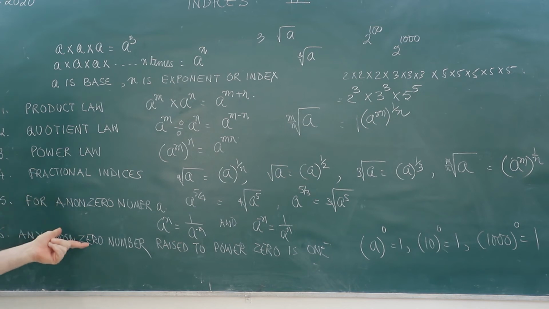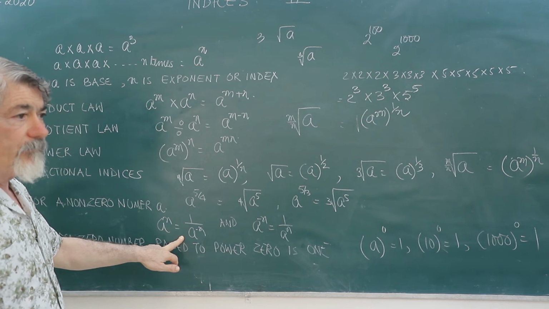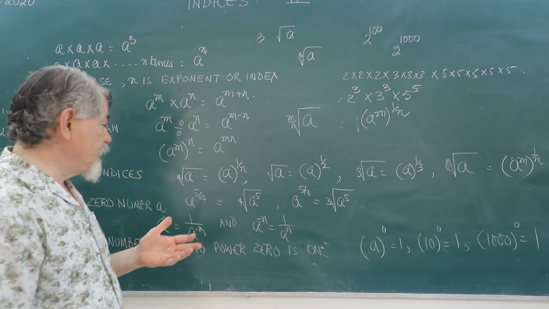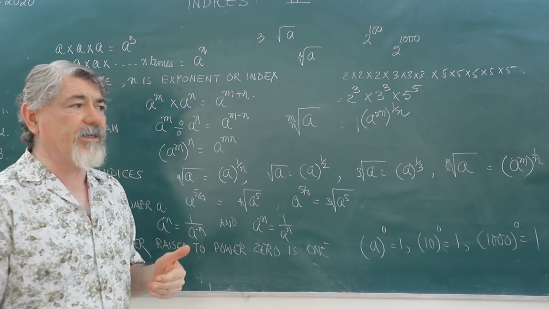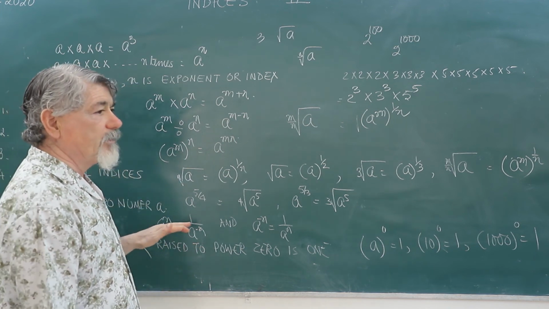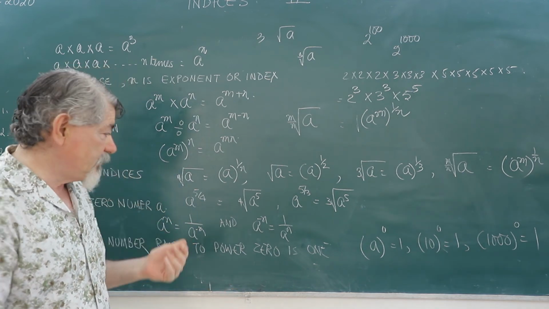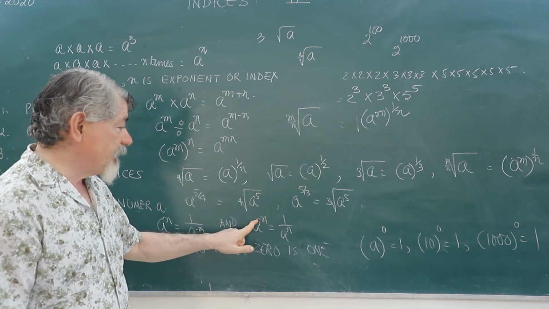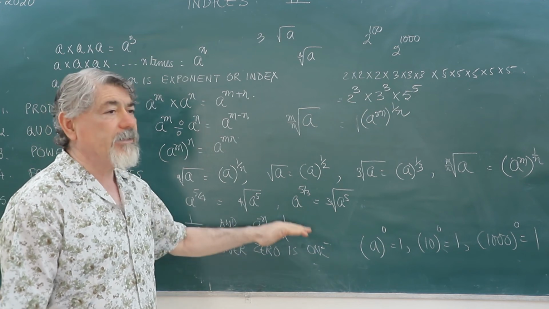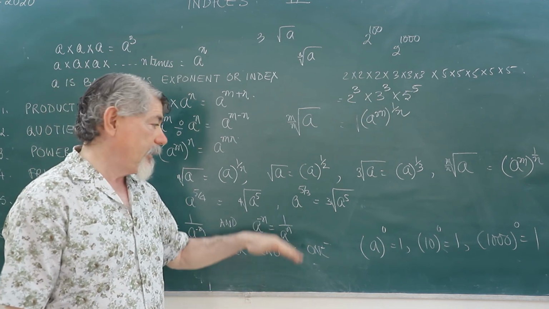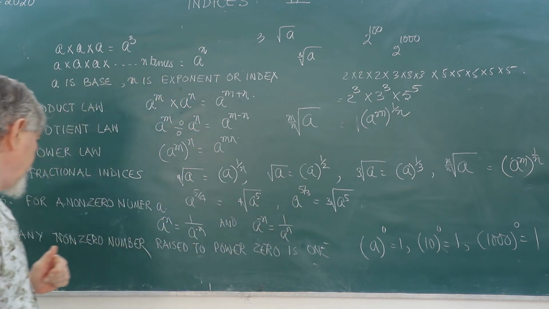Now for a non-zero number, a to the power minus n is equal to 1 upon a to the power n. That means when you have to change the sign of index, you shift it from numerator to denominator or denominator to numerator. If it is a to the power minus n, for example, and I want to make the index positive, then I must bring it in the denominator. If it is in denominator, you bring it to numerator.